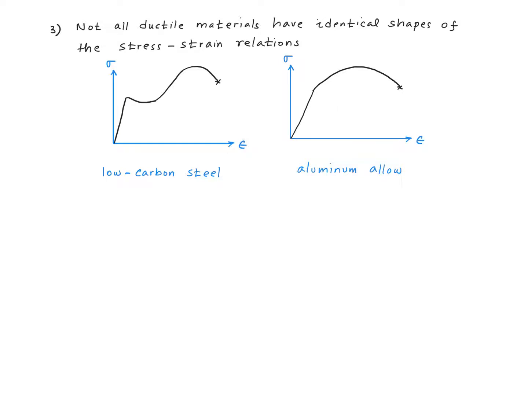Number three, not all ductile materials have identical shapes of the stress-strain relations. For example, the stress-strain relationship of the low-carbon steel looks like this. So you can see this is a little different from the stress-strain relationship of the aluminum alloy that we have been talking about so far, right? The differences at this level of finer details are beyond the scope here, so I won't delve into this any further. But the key concepts that we have talked about so far, including the yield strength, the ultimate strength, and the fracture strength, are common to all ductile materials.